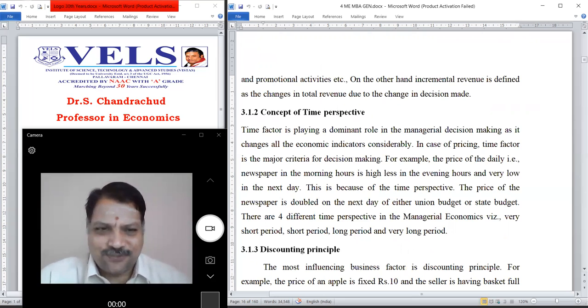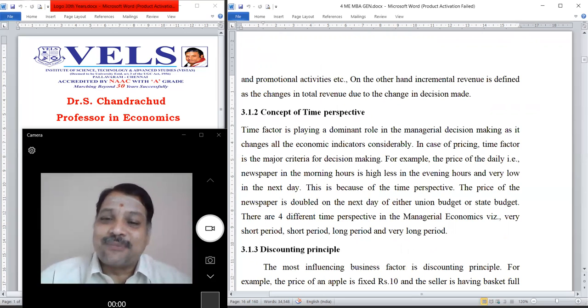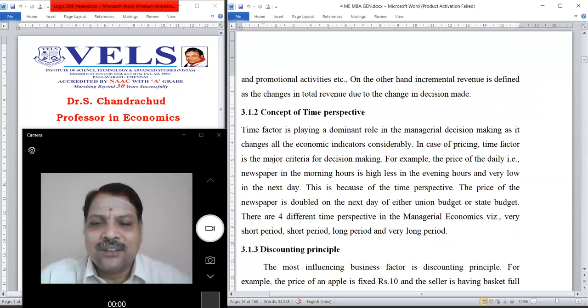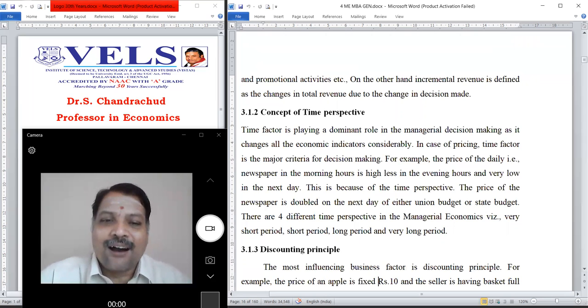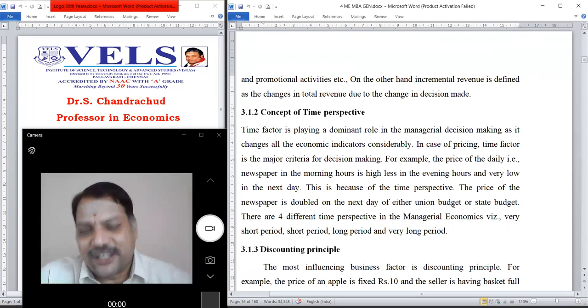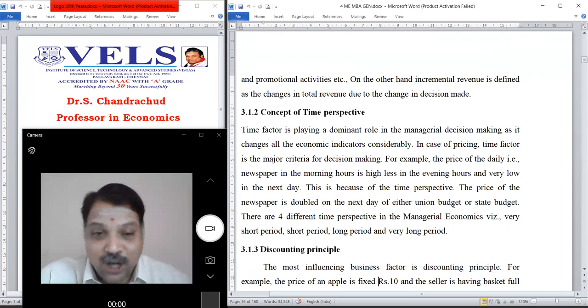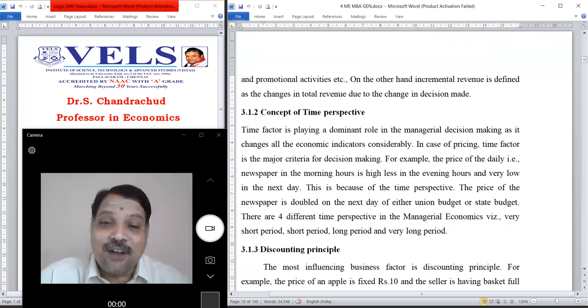For example, in the case of pricing, the time factor is a major criterion for decision making. I will give one example. What is the price of the dailies, The Hindu or Economic Times, whichever it may be? The newspaper price in the morning hours is very high, but it is much less in the evening hours and it will be very low the next day. This is because of the concept of time perspective.